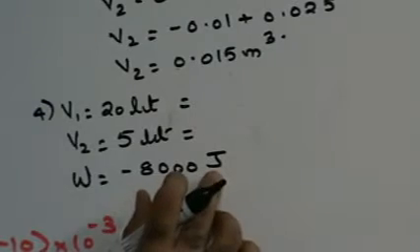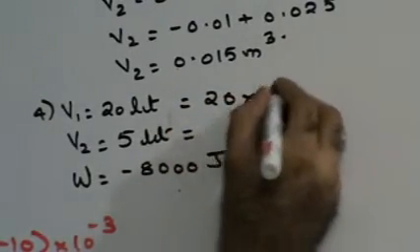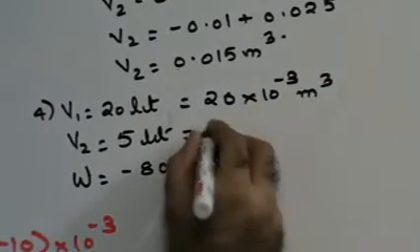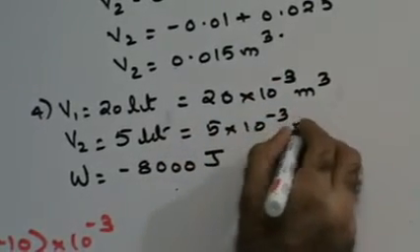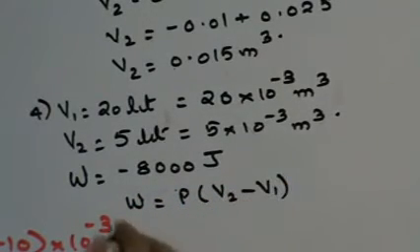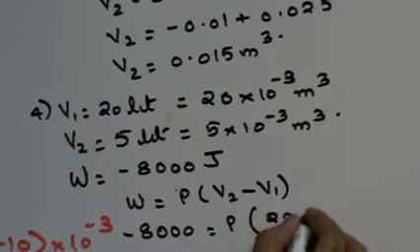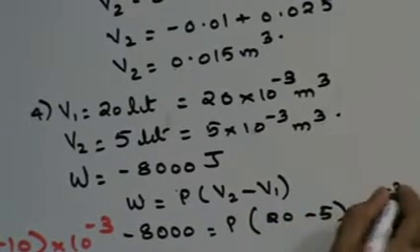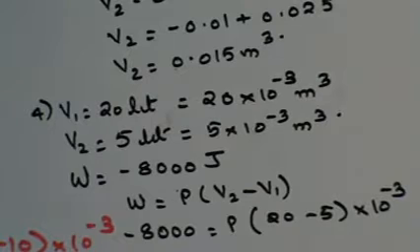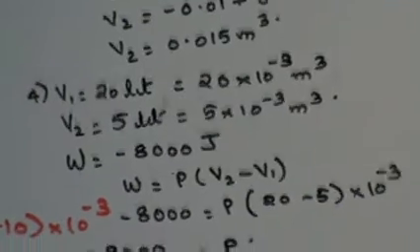Now guys, since the work is in joules, that means I have to have the volume in meter cube. This is going to be 20 into 10 raised to minus 3 meter cube, and this is going to be 5 into 10 raised to minus 3 meter cube. I can say work is P into V2 minus V1. So minus 8000 is equal to P into (20 minus 5) into 10 raised to minus 3. I have taken 10 raised to minus 3 common. So minus 8000 divided by 15 into 10 raised to minus 3 is equal to P.